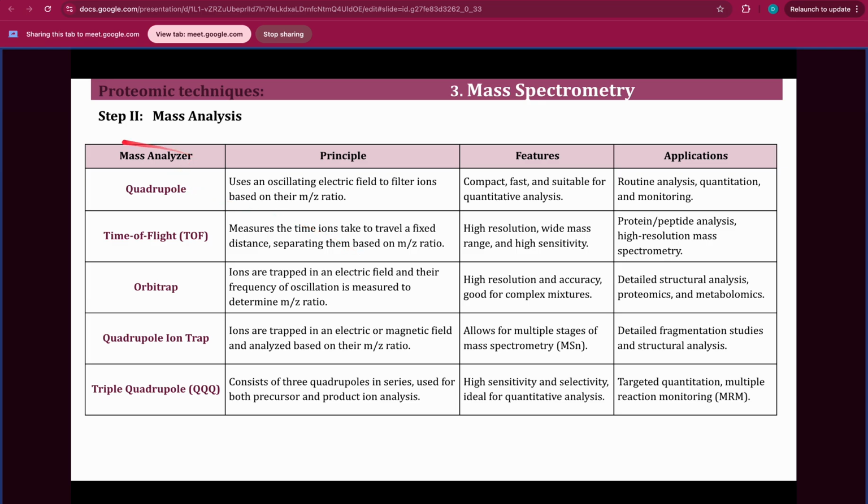Now the next step is the mass analysis, in which we use the mass analyzers. So after ionization I have to analyze the mass, and for that we will use the mass analyzers. There are multiple mass analyzers. Depending on our requirement we can select any one of them.